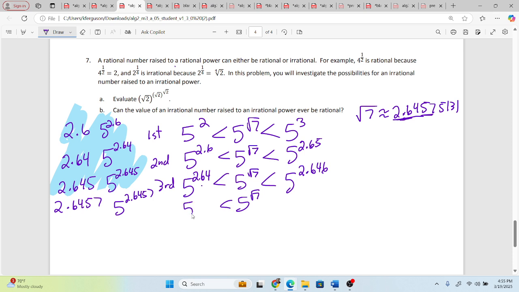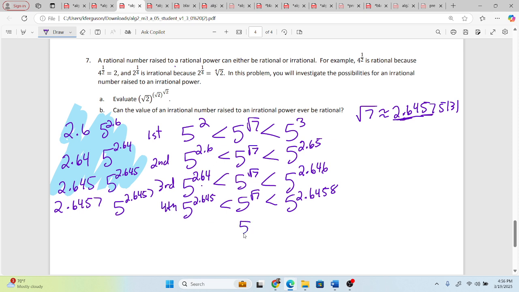This first one is going to equal 5 to the 2.645 power. So this is going to represent 2.6457. So then what's going to be here? It's going to be 5 to the 2.6458. So see, 1, 2, 3, 4. So what's next? That was the fourth interval.